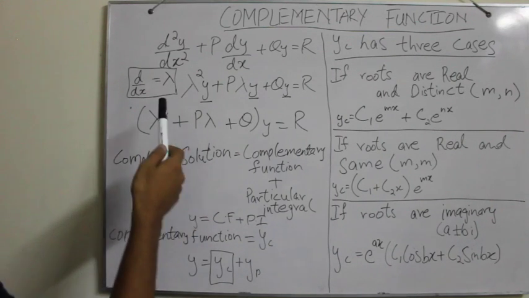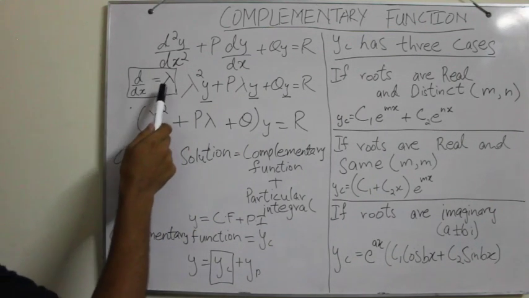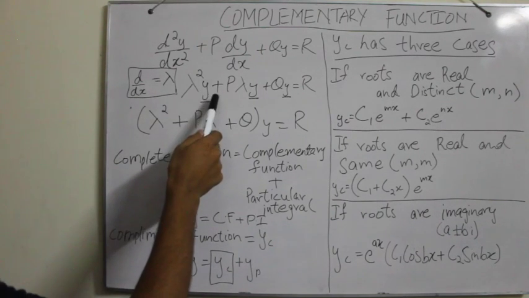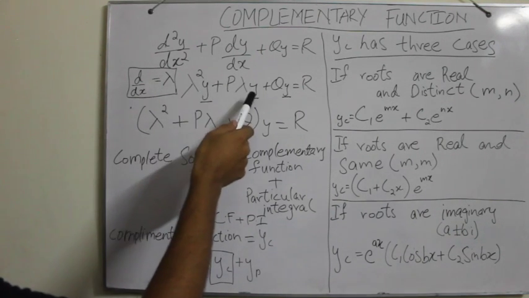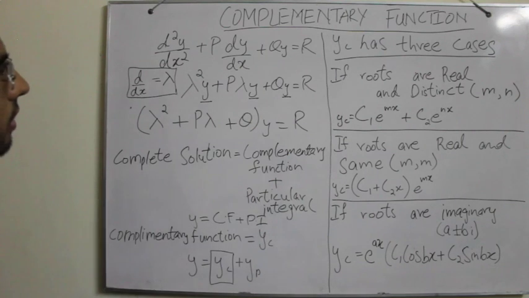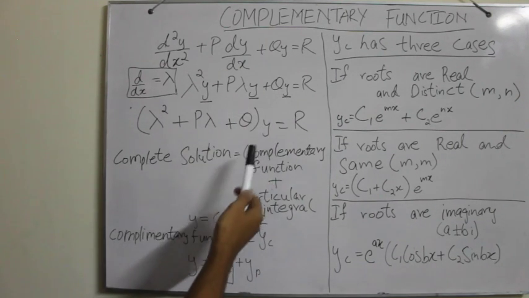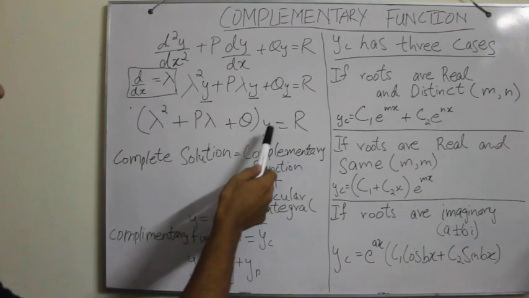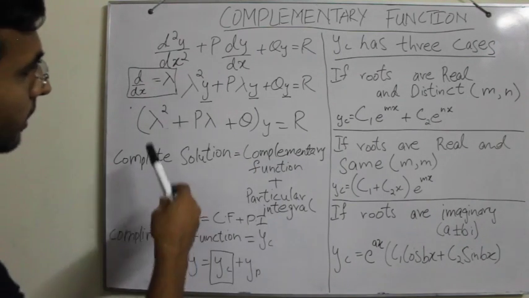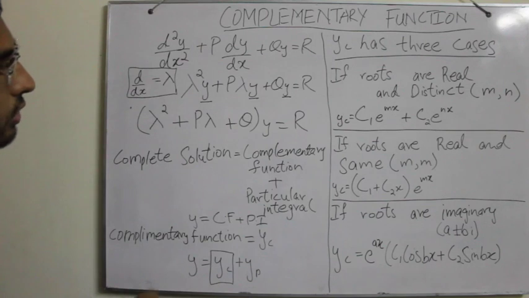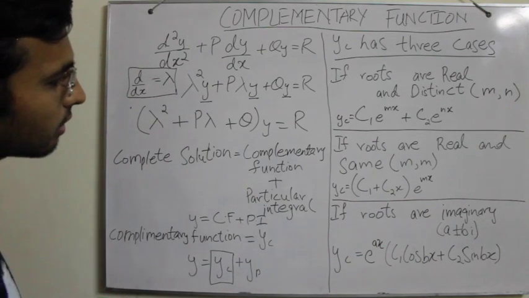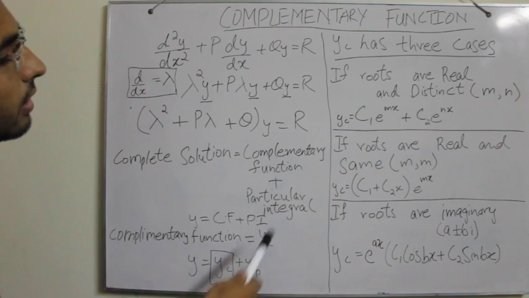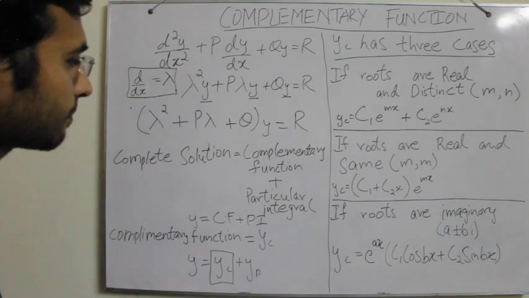So I may assume that the derivative with respect to x is lambda. Now this equation becomes lambda square y plus p lambda y plus q y is equal to r. If I take y common, the equation becomes lambda square plus p lambda plus q, times y, is equal to r. The complete solution of this equation has two parts. The first part is the complementary function and the second part is the particular integral. I'll be explaining how to find the complementary function.